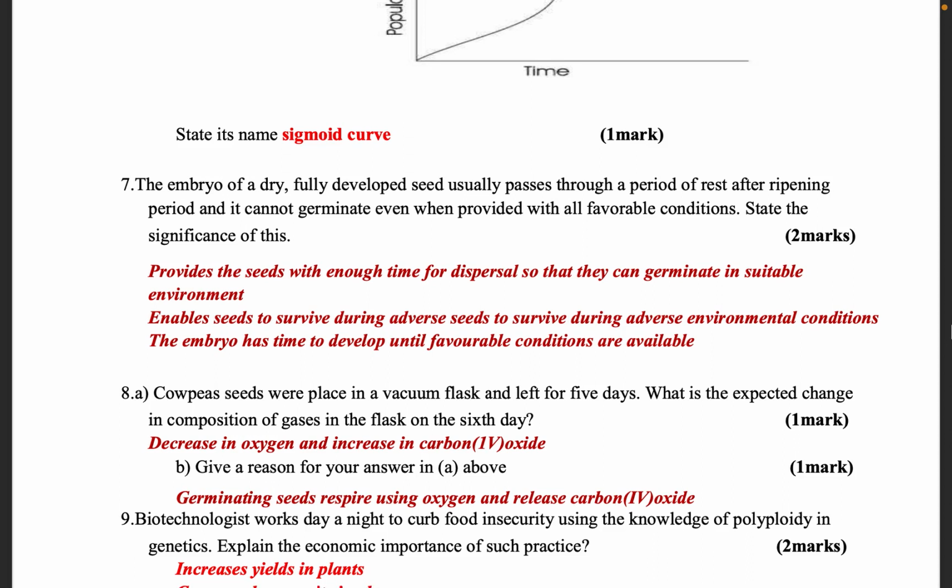Question 8a. Cowpea seeds were placed in a vacuum flask and left for 5 days. What is the expected change in composition of gases in the flask on the 6th day? Decrease in oxygen and increase in carbon dioxide. Give the reason for your answer in A above. Germinating seeds respire using oxygen and then release carbon dioxide.